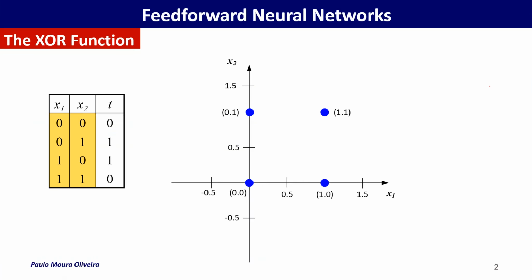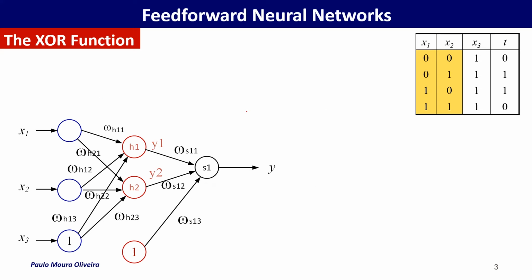So we are going to see how we can classify the XOR function with two inputs, as it is presented here, with a feedforward neural network. These are the representation of the four samples: 0 0, 1 0, 1 1, and 0 1. So we can use a neural network with this structure here.